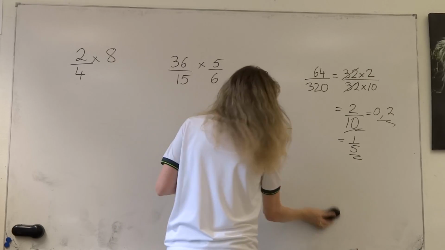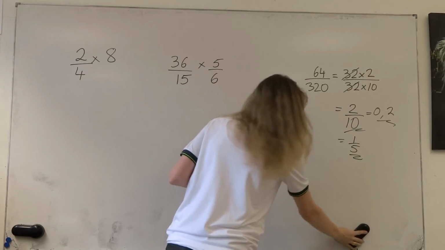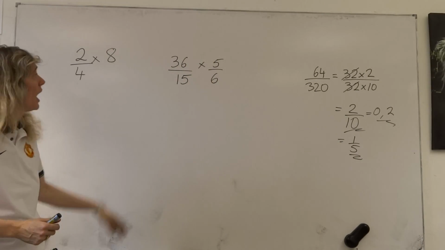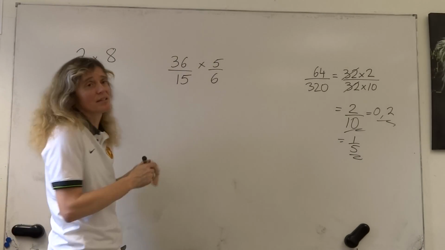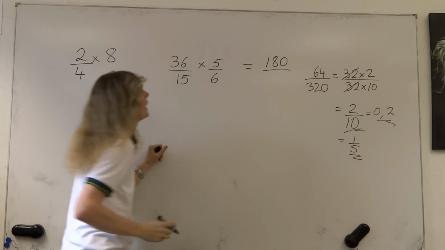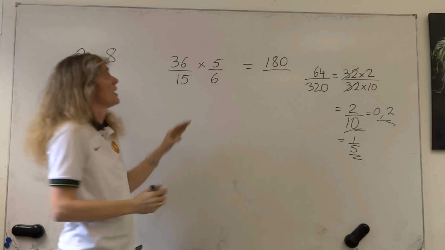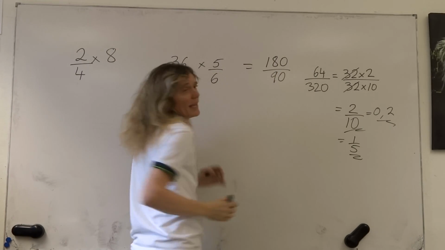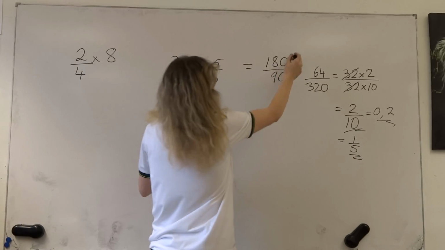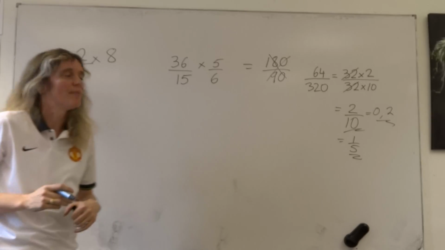Let's look at this one then. What can we do with this fraction here? We've got two fractions multiplied by each other. And I could do 36 times 5 is 180. And I could do 15 times 6, which is 90, if you're good at those sort of things in your head. But so that I don't have to do that, there's a much easier way of doing it.